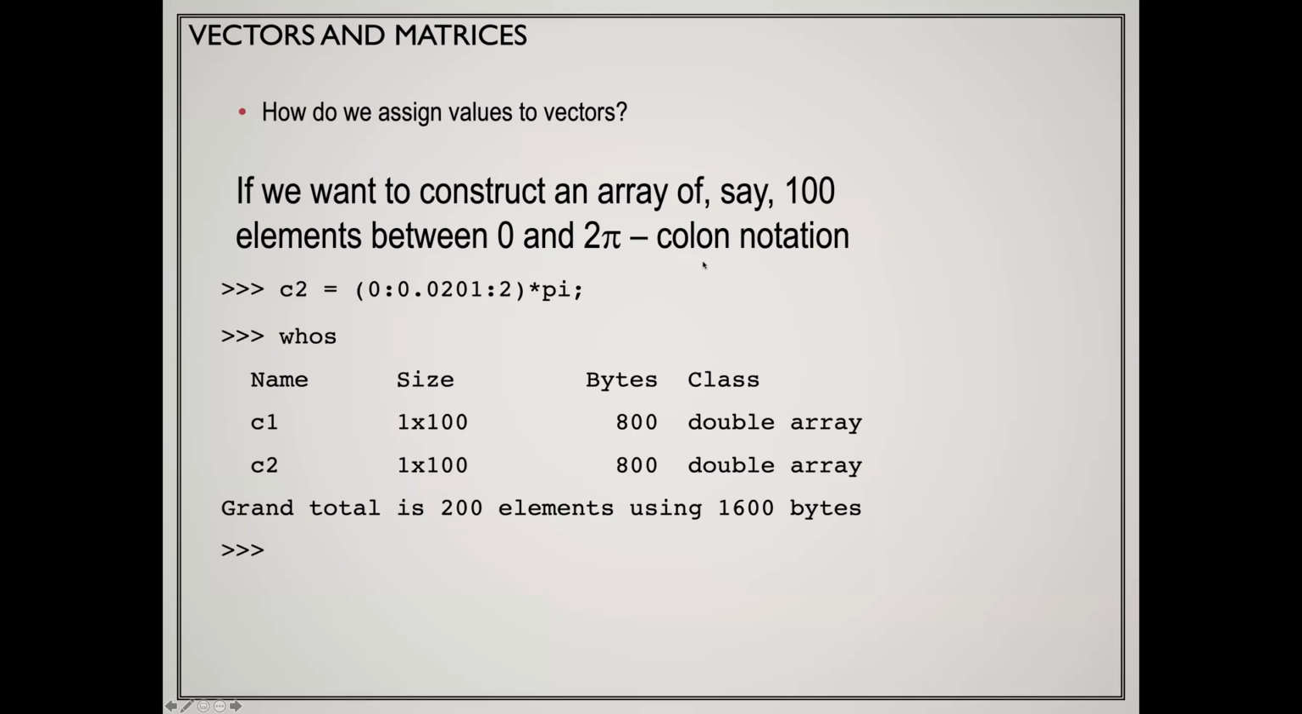In addition, we're also able to provide for some other implementations as well. We can also multiply a vector by a specific value. And this will allow us to construct an array of 100 elements between 0 and 2 pi. In this way, we use colon notation to create those elements.